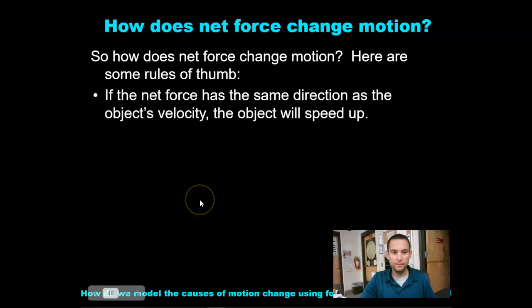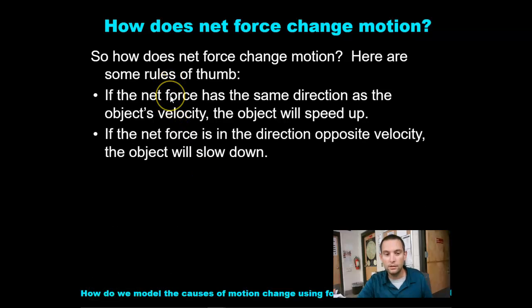Here are some rules of thumb. If the net force is the same direction as the object's velocity, the object will speed up. So if your force and your velocity are both pointing to the right, you're going to speed up. If the net force is in the direction opposite of the velocity, you're going to slow down. If you're applying a force to the right and the car is moving to the left, you're going to slow down.